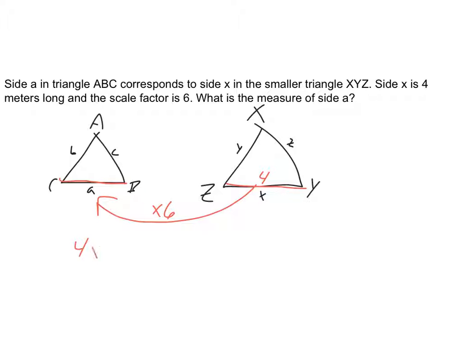So to figure out the length of A, I take my side length of 4, multiply it by my scale factor of 6, giving me 24, and my label is meters.